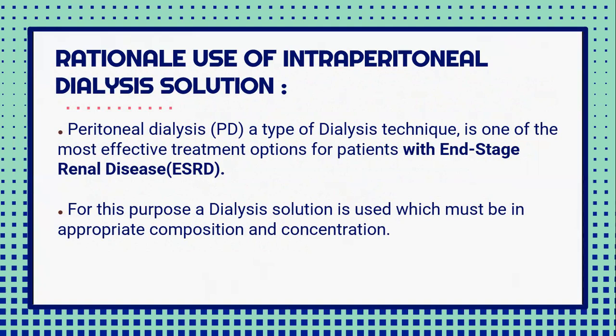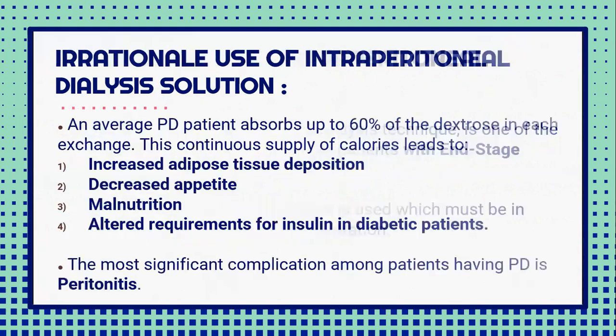Peritoneal dialysis is a type of dialysis technique, one of the most effective treatment options for patients with ESRD, which means end stage renal disease. Basically, there are 4 to 5 stages of renal disease, acute and chronic, and other types. Among them, the last one, class 5, is the end stage renal disease, where there is no other option except dialysis, which could be either peritoneal dialysis or hemodialysis. For this purpose, a dialysis solution is used, which must be in the appropriate concentration and composition.